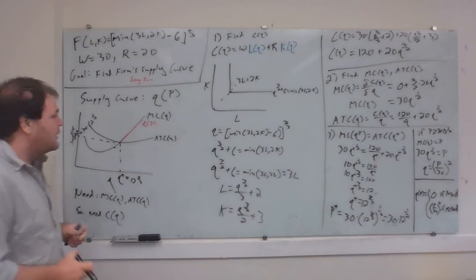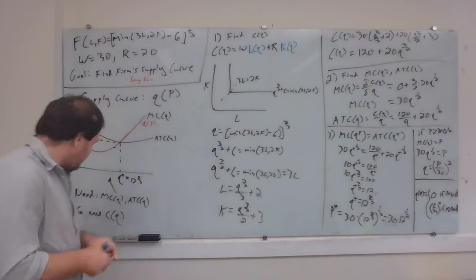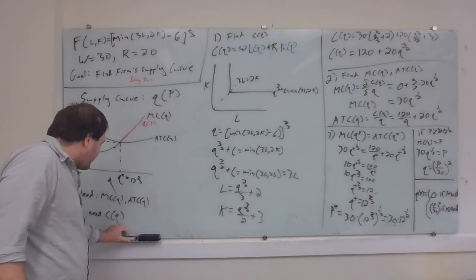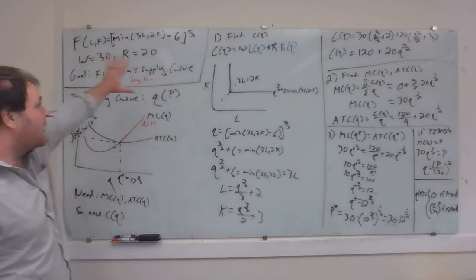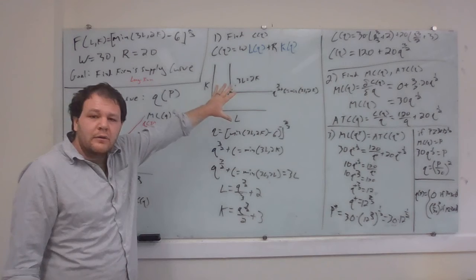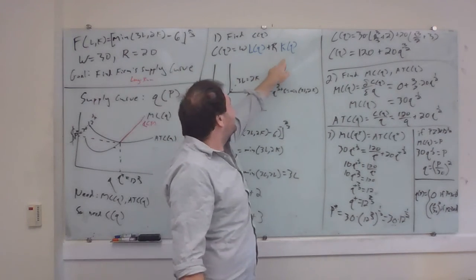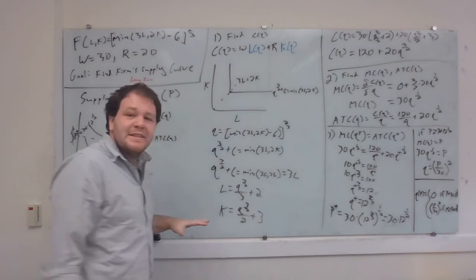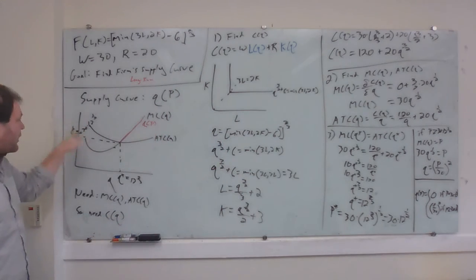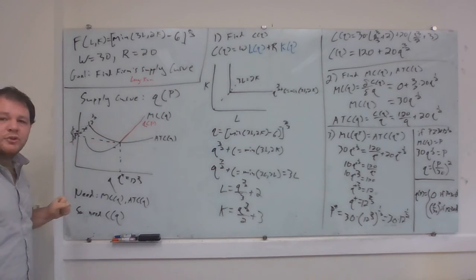Okay. Sounds good? Wonderful. Okay. So just as a recap, what did we do? In order to find our supply curve, we needed to first find our cost curve. Our cost is a function of Q, which we did by finding our optimal choice of L and K. Once we had our cost as a function of Q, we found our cost curves, our marginal cost and our average total cost.